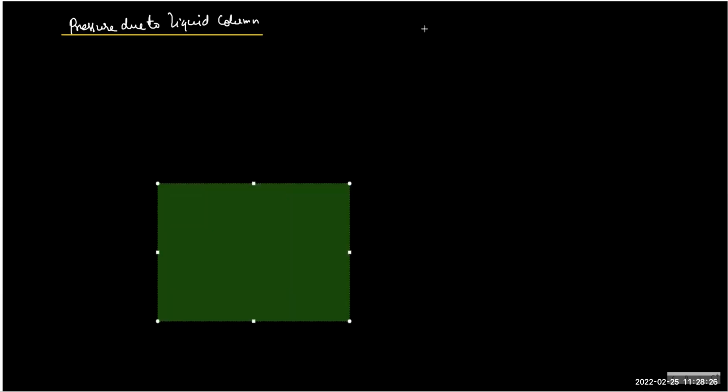So the next concept is very simple. Pressure due to liquid column. So if we have a liquid, no, that's bad liquid.